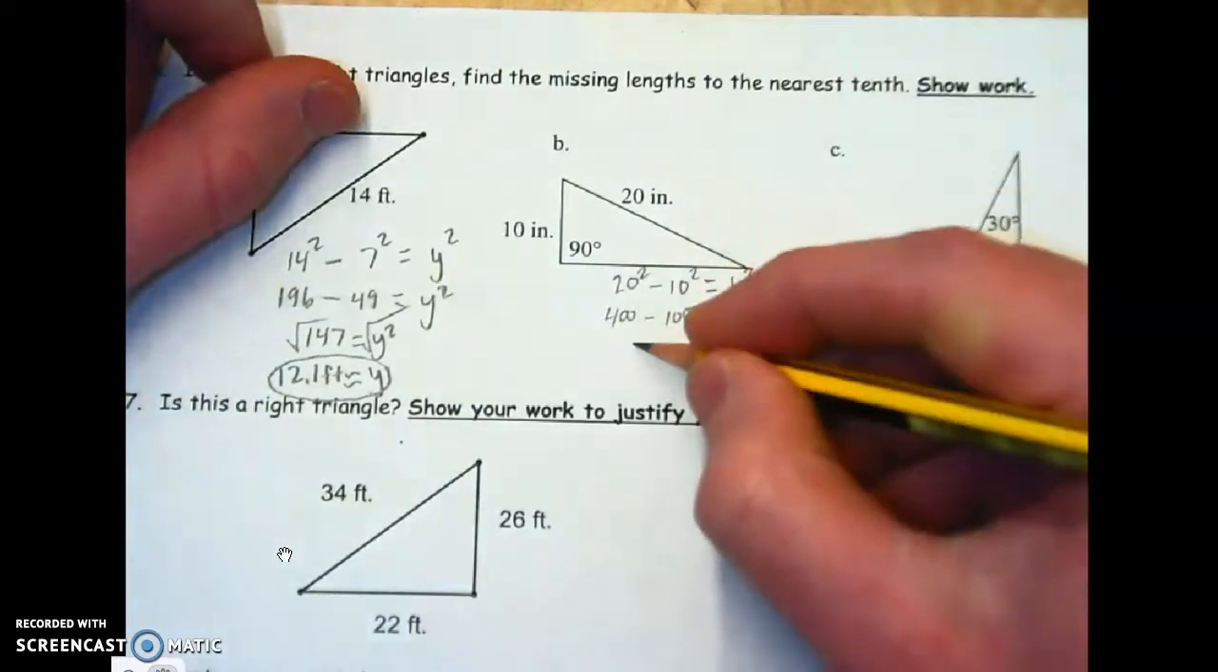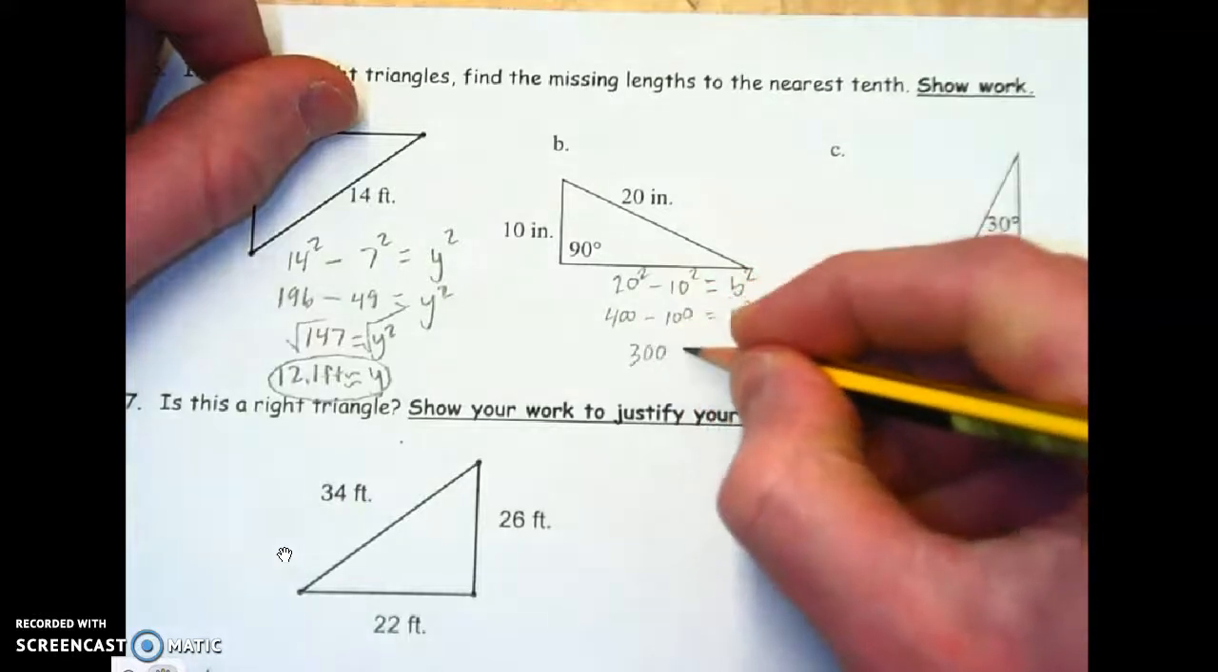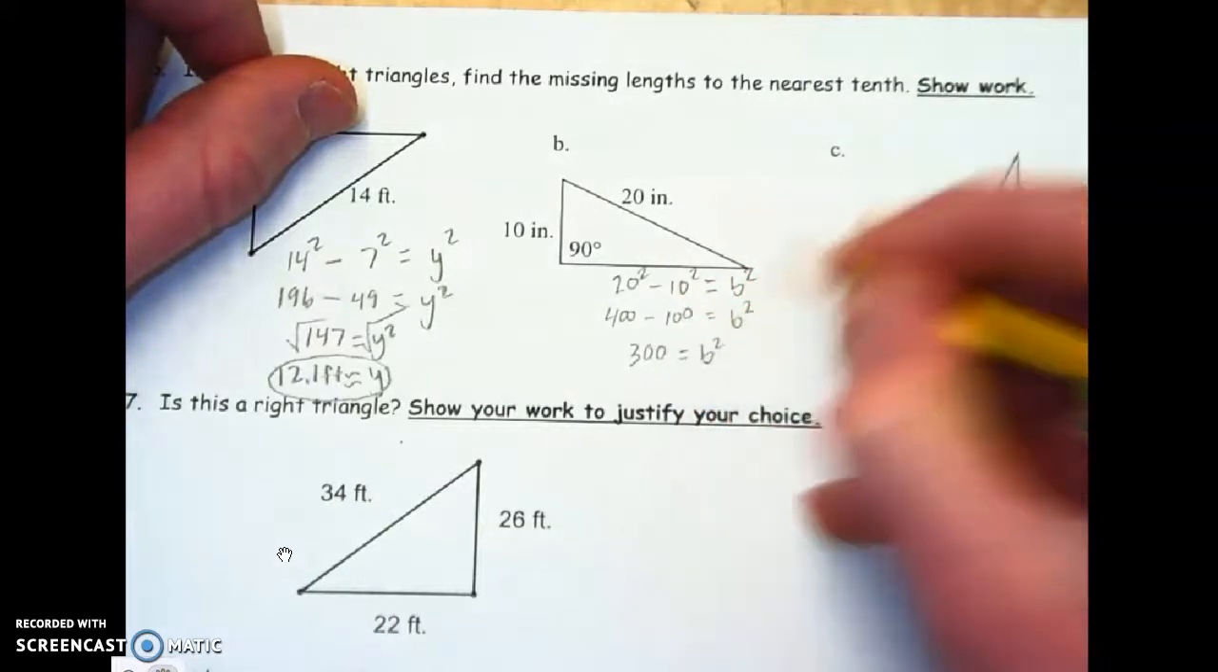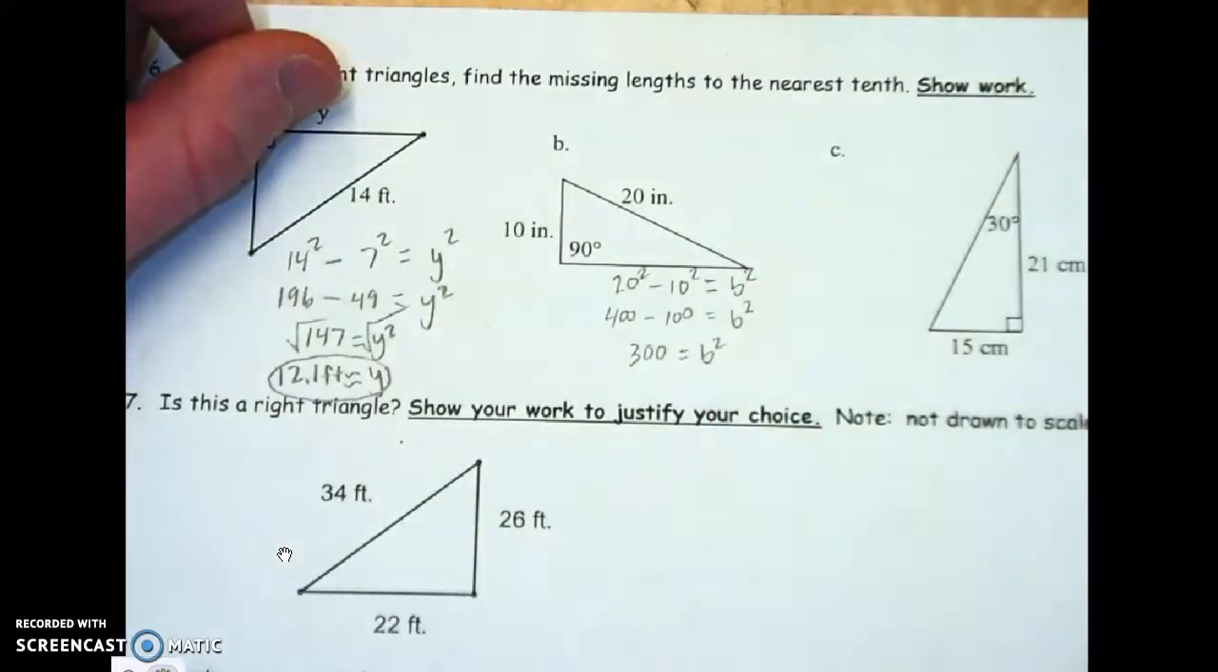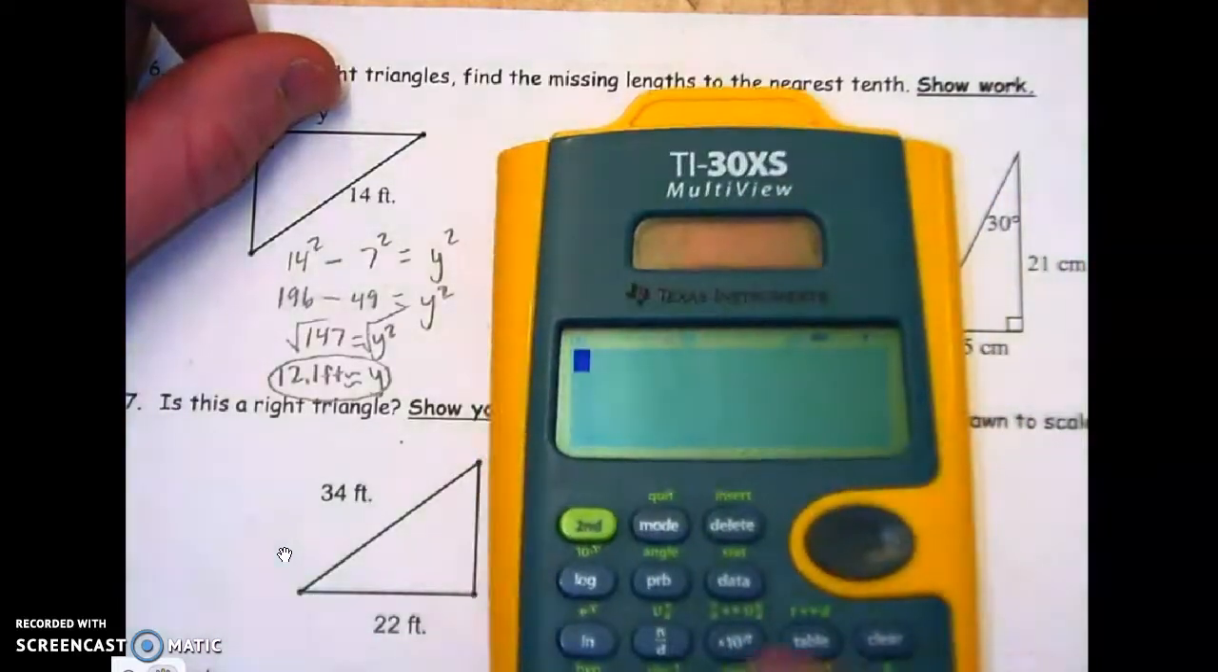So that'll be 300 equals B squared. We need to take the square root. We are definitely going to get a decimal on that. 300 is not a square number. We do the square root of 300.